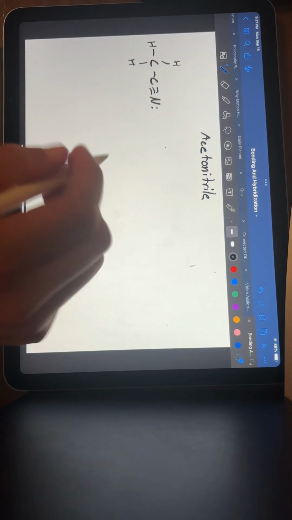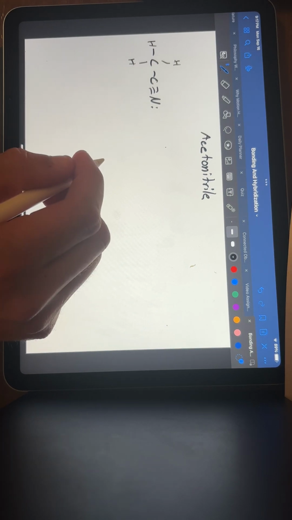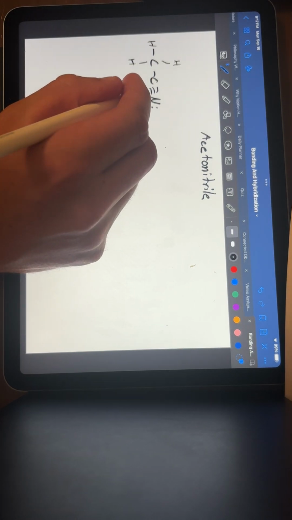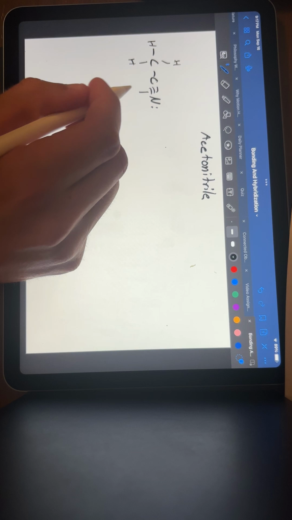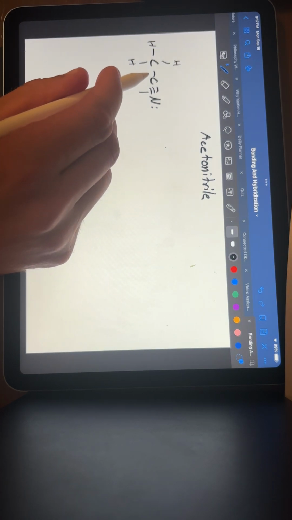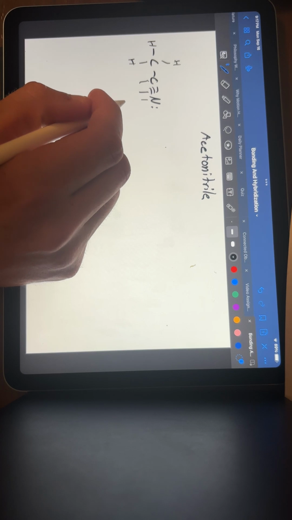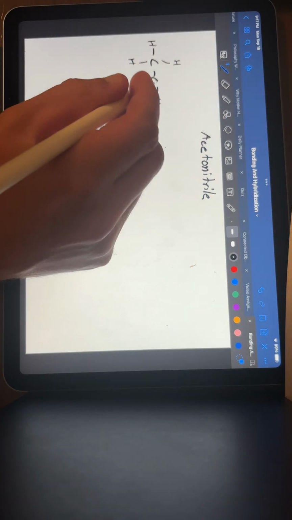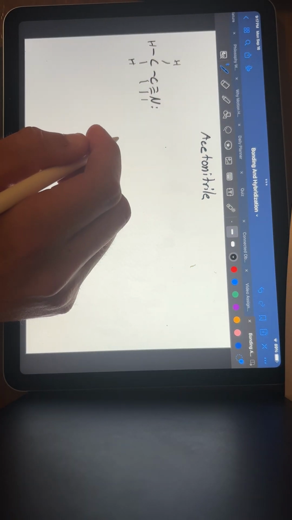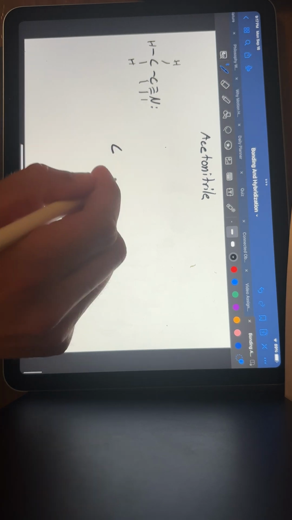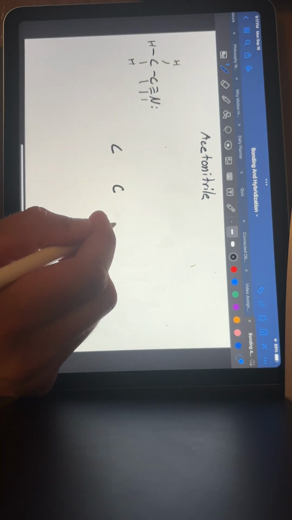So now we know we have linear bonds on nitrogen here. So this is a linear bond. This carbon is linear, and this nitrogen, we know that this bond is going to be linear here. Let's start off by drawing the carbons and the nitrogen.